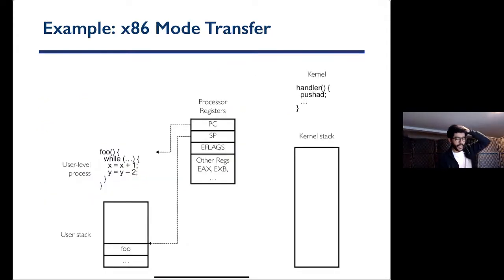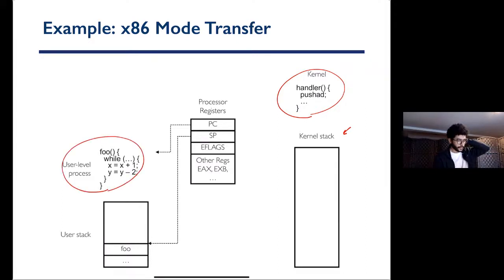There are multiple components in this figure, so let me explain one by one. This is the code for the kernel interrupt handler. This is the kernel stack, which is empty at this point. This is the code that we're running right now, the user level process. This is the user stack. And finally, this is the state of the processor. We're showing you PC, SP, the E flags, and other registers. So that's the state of the process.